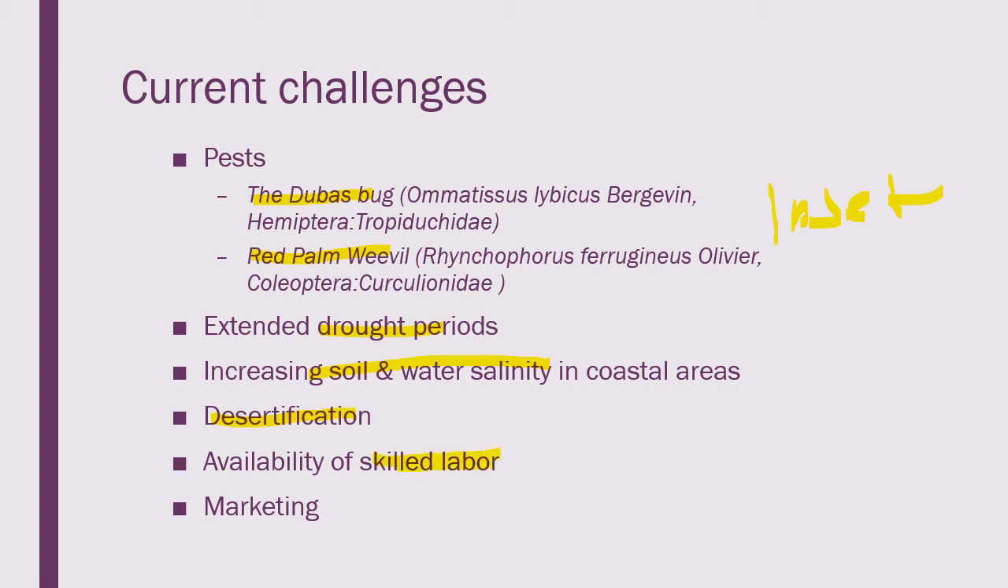Also, labor is an issue because most of the labor is really expatriate labor. Okay, and we have a major problem with marketing, as you know. That's why we are not using all the varieties. We are only using 10 varieties. The rest are all not marketable.